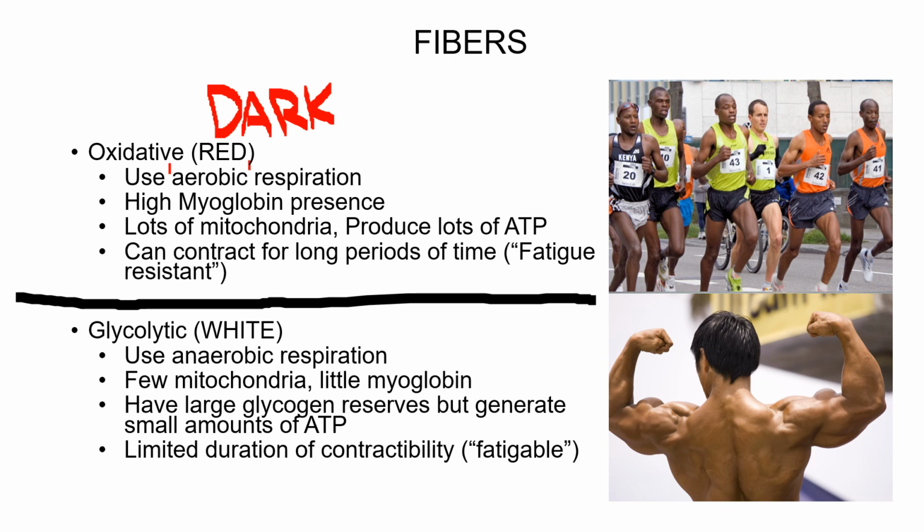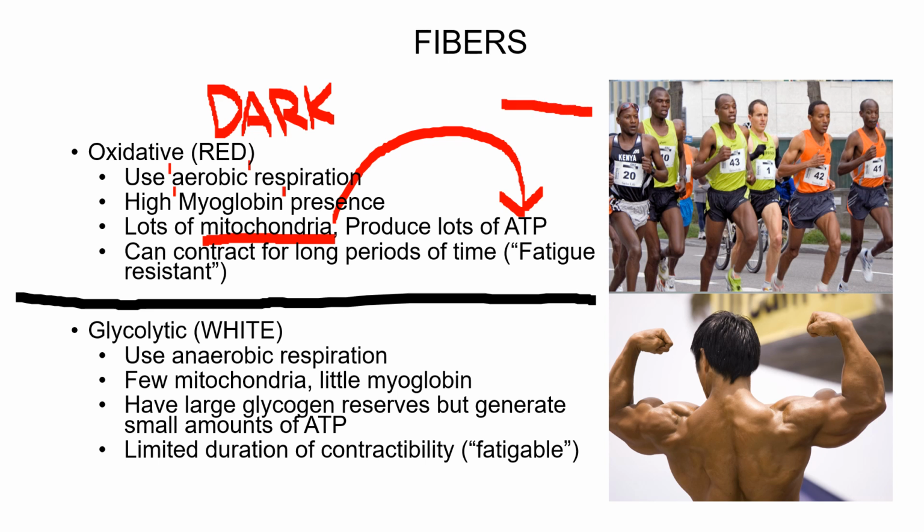Using aerobic respiration, which means we have a lot of myoglobin. Myoglobin, once again, is that protein found inside of the muscle that binds to oxygen, holds on to oxygen. And because we have a whole lot of oxygen inside of the muscles, we also have a whole lot of mitochondria that can make us a lot of ATP. So these guys, and gals, can go for a very, very long time. They're what we call fatigue resistant.